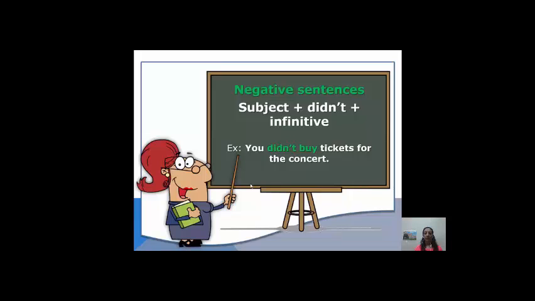Negative sentence, the same way as with the regular verbs. We put the subject plus didn't plus the infinitive verb. Example, you didn't buy tickets for the concert. Didn't and the infinitive verb.